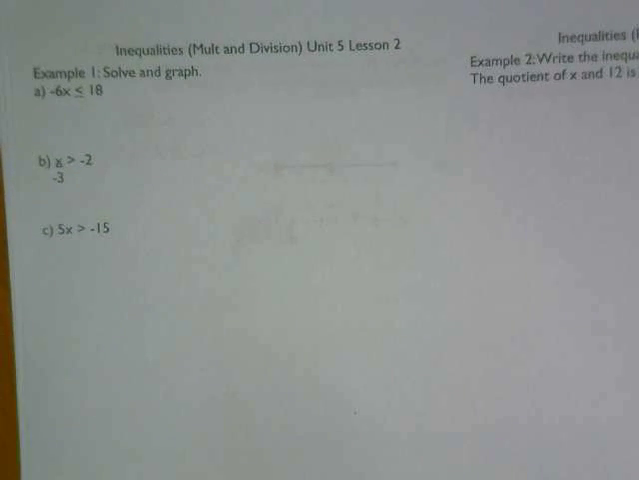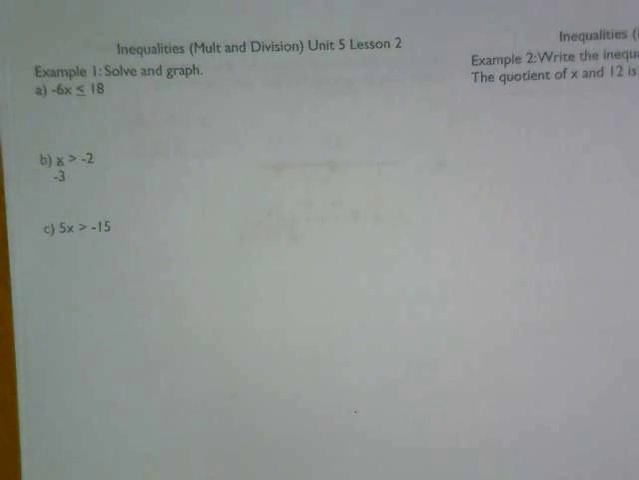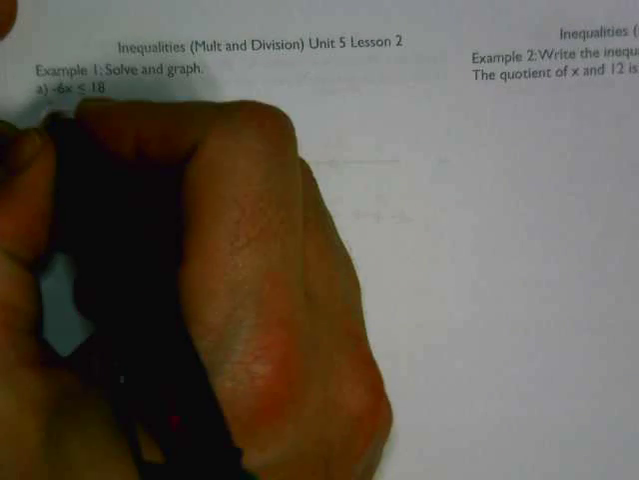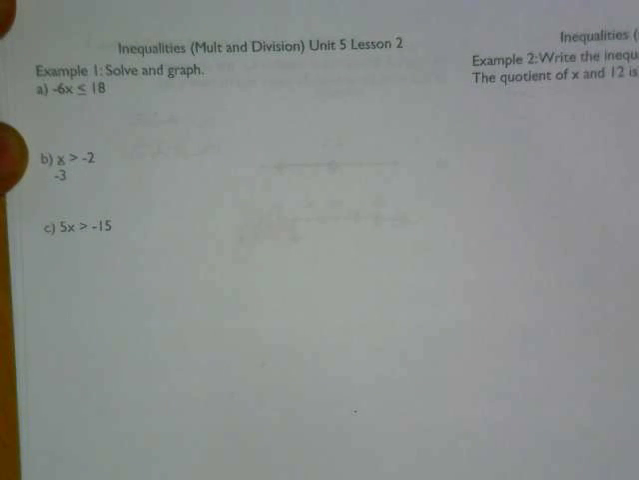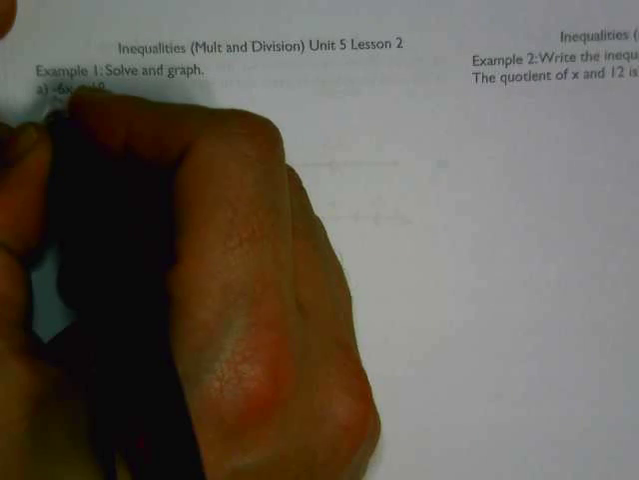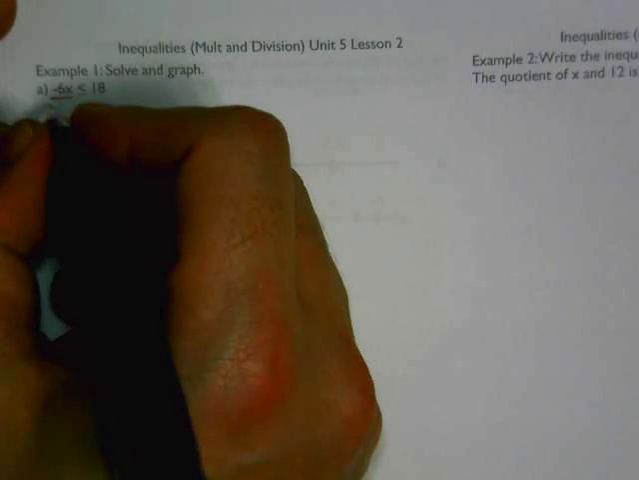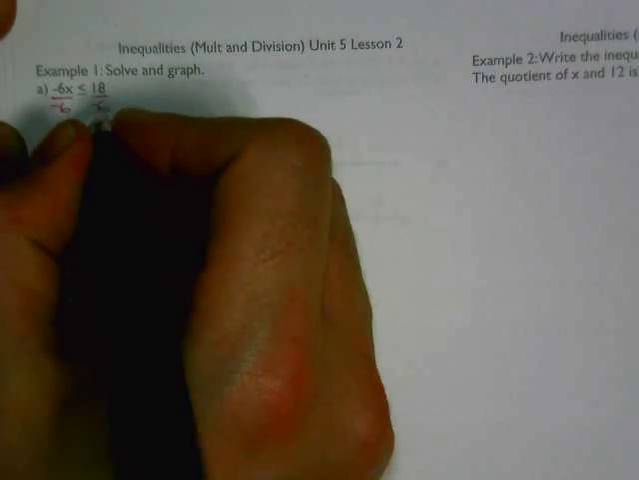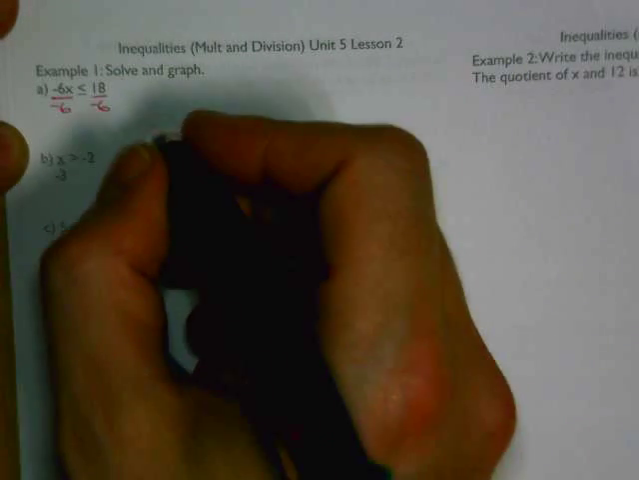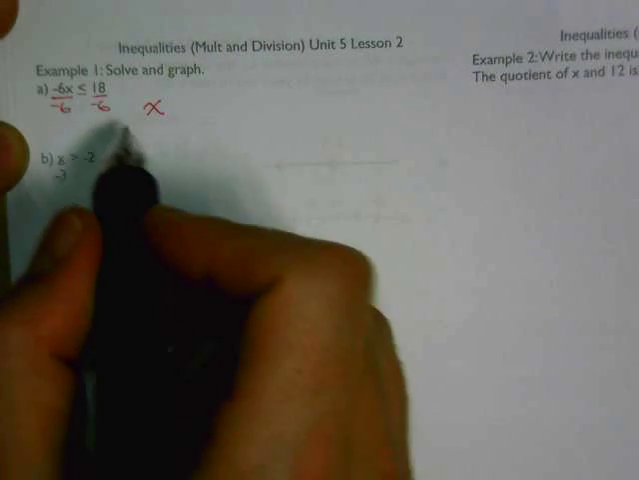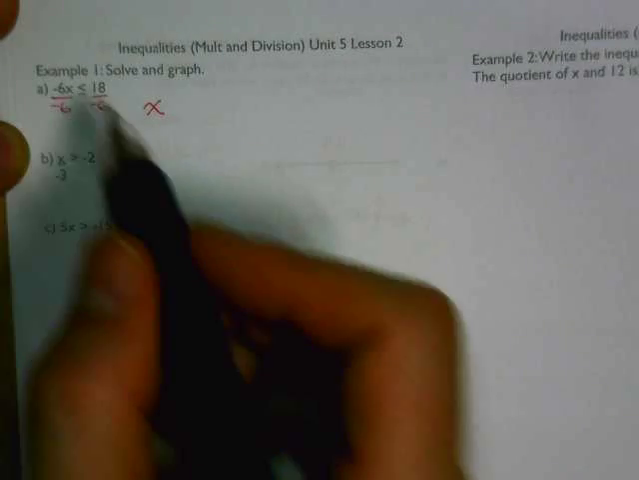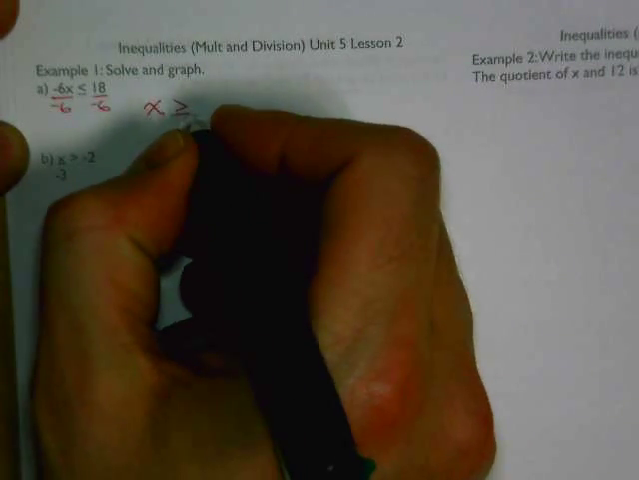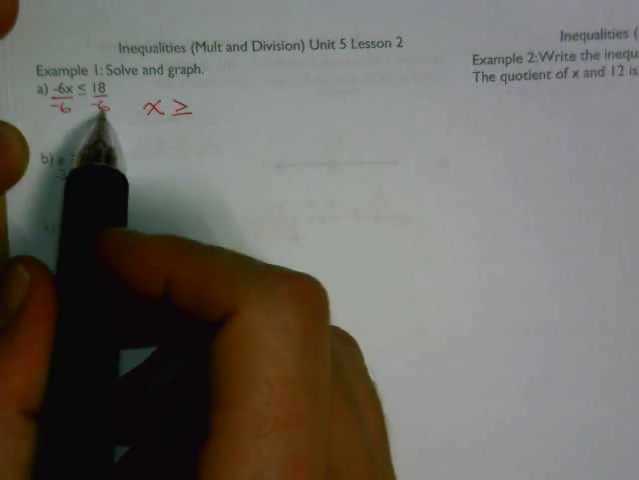Example 1, again, this is I can statement number 3, solve and graph one-step inequalities using multiplication or division. And so here we have negative 6 times x is less than or equal to 18. So in order to solve for x, just like an equation, we would divide by negative 6. And since we are dividing by a negative number, we are simply going to take the inequality sign, less than or equal to, and turn it into greater than or equal to. And then 18 divided by negative 6 is negative 3.